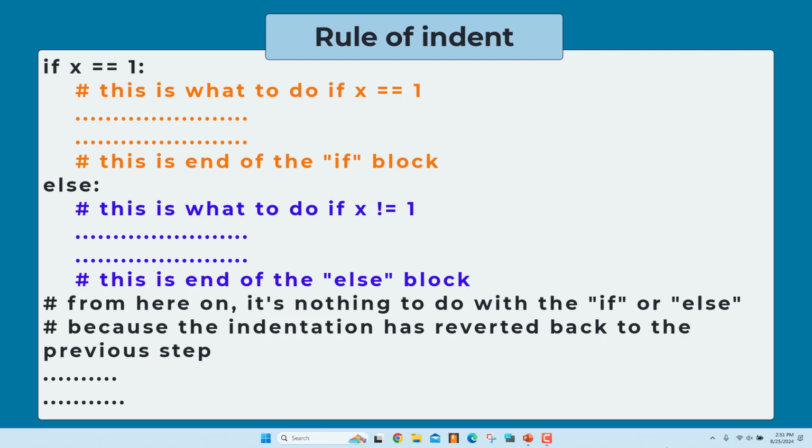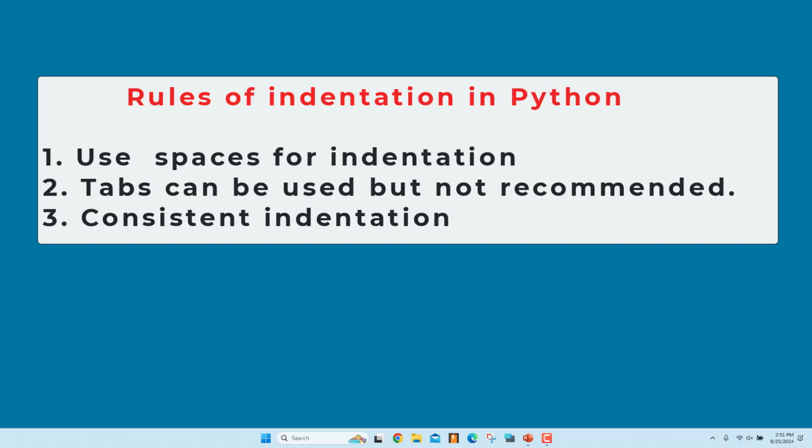For example, after if x equal to 1, you must indent all the code that is supposed to be nested under that if statement by one or more spaces than the if statement itself. The code that comes after the if statement should be on the same indentation as the if statement.